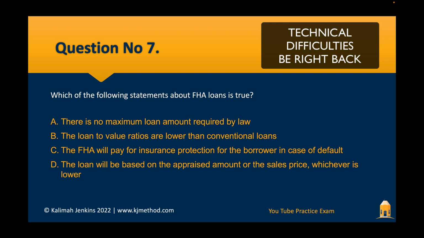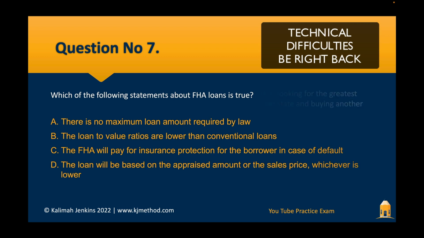The next one, FHA will pay for the insurance protection for the borrower. No, they won't. They will insure this loan, but who's paying for it? The borrower. And so the last one, of course, when we look at a sales price or the appraised amount, we start at whichever one is lower, and then the bank will base the loan on that amount.